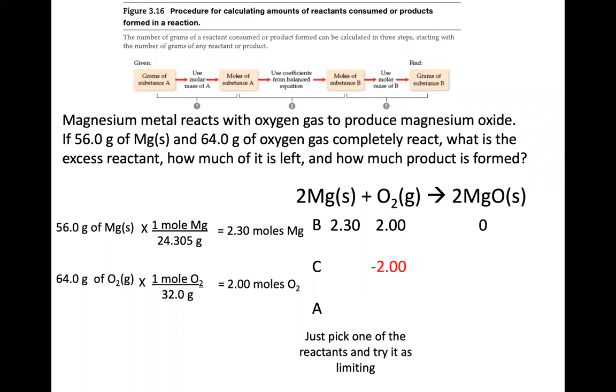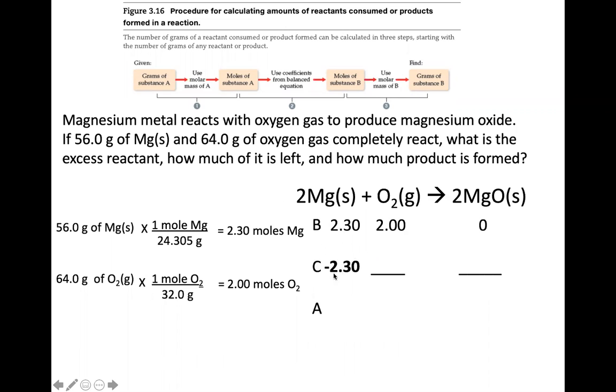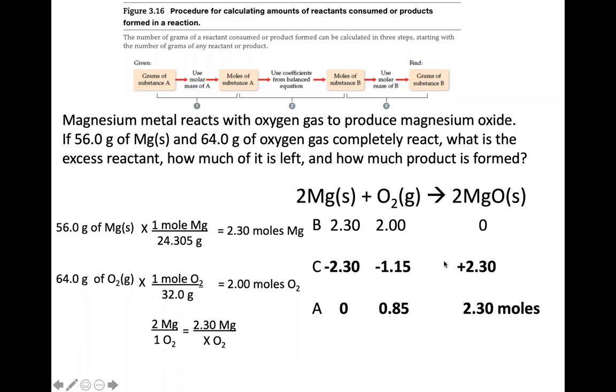So I'm going to say, what happens if I use up both moles of O2? I would need to use 4 moles of magnesium. I can't use 4 moles of magnesium. I only started with 2.3. No worries. I'm going to switch over and say, no, the magnesium is the limiting one. Now I can simply look at the coefficients that I have and figure out the change line. I can combine that now to come up with what do I end up afterwards.